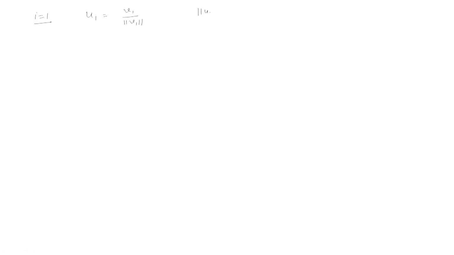Of course, you can easily verify that the norm of U1 is 1. The norm of U1 is the norm of V1 upon the norm of V1, and the norm is a scalar quantity, it can be taken out, so the norm of V1 over itself is 1. And of course, this U1 is well defined because V1 is not equal to 0, because it is given to us that V1, V2 up to Vn is a linearly independent set, and if any vector is 0, it will become a linearly dependent set. So, that means each Vi is not equal to 0. So, this expression is well defined.